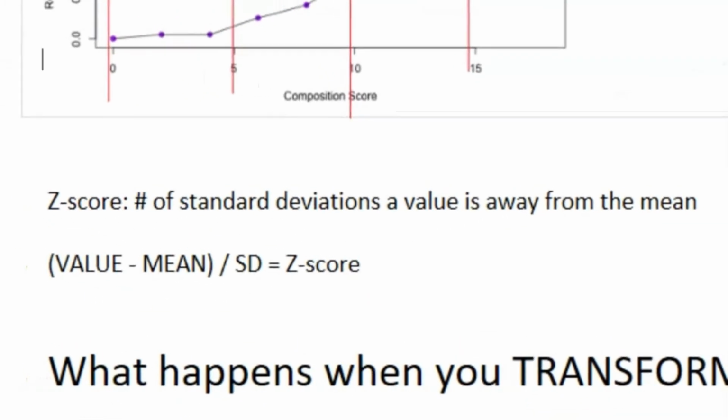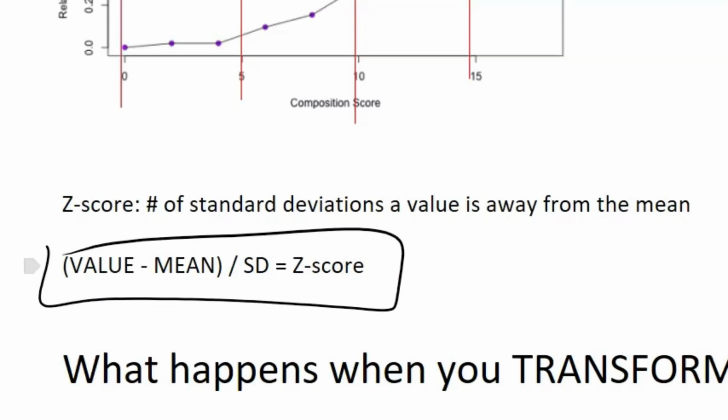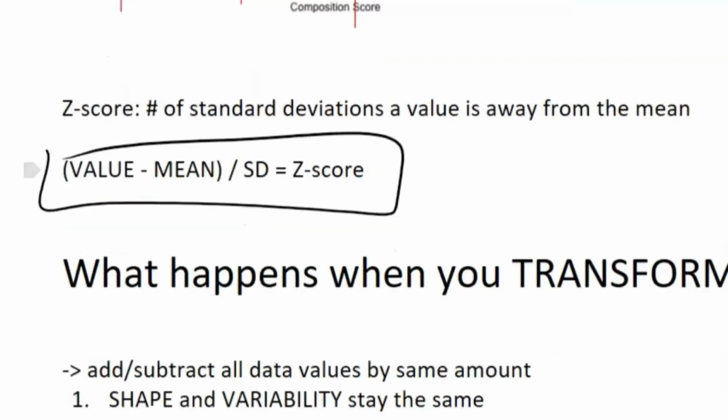Okay, so now let's talk about z-scores. So z-scores are tying back to the idea of standard deviations. Z-scores are simply the number of standard deviations a value is away from the mean. And this is the official equation for it. It's whatever value you're looking for the z-score for minus the mean over the standard deviation.